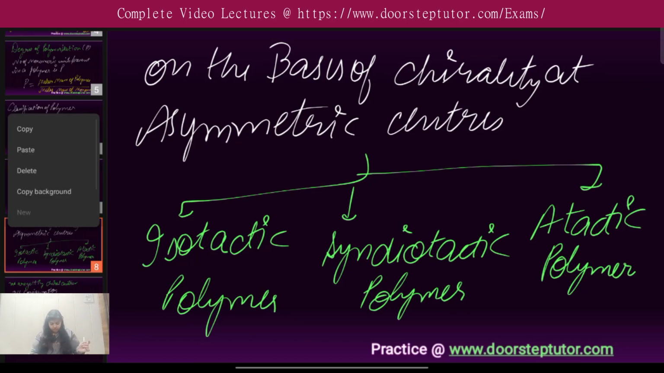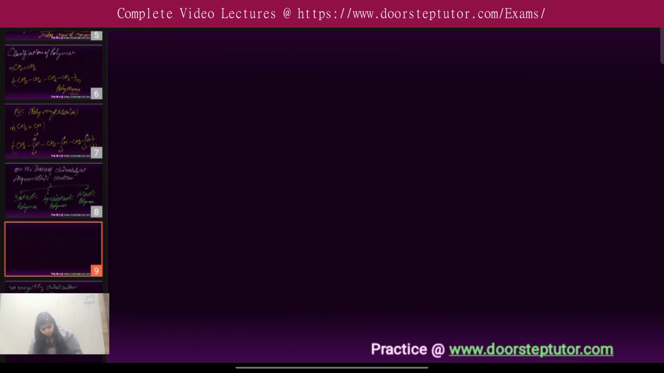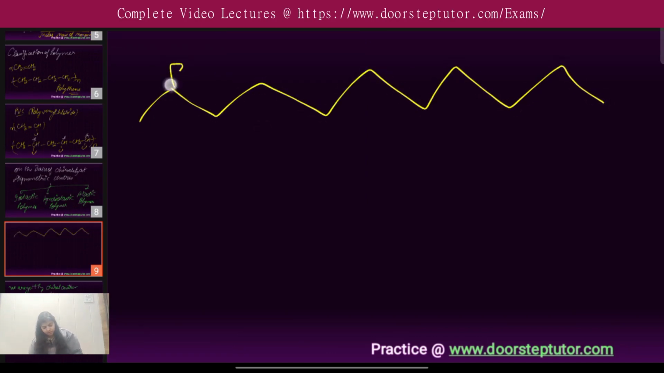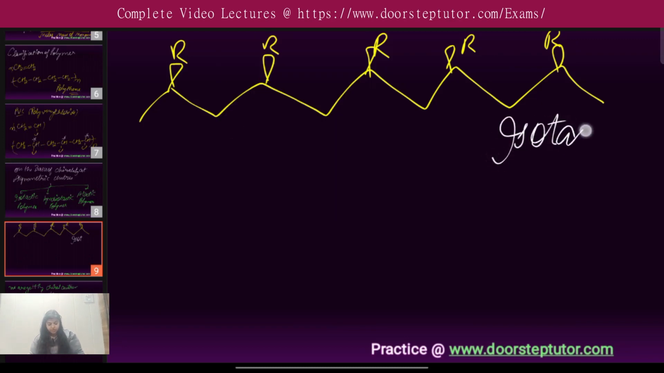Let us have a look at that. Suppose this is our polymer, and these are chiral centers. At all the centers, the chirality is the same. That means either all of these have the D configuration or all have the L configuration. This type of polymer is known as the isotactic polymer.